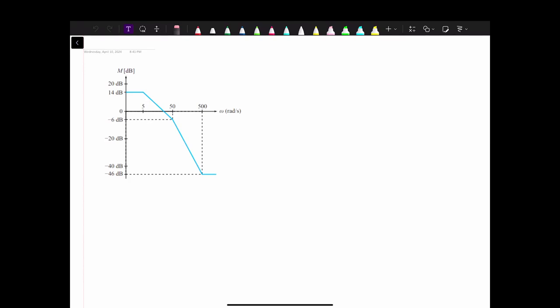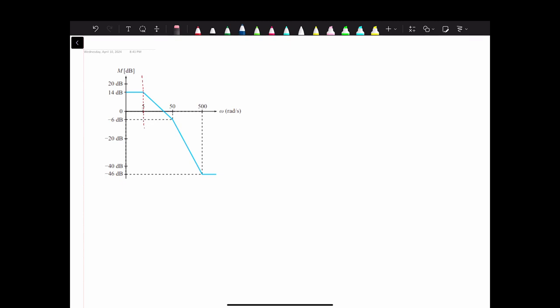We have the magnitude of a Bode plot, and we want to find the transfer function using this Bode plot. Normally we have the transfer function and then we sketch the Bode plot. This time it is the other way around. So we have to see how many parts our Bode plot has. The first part is this constant over here, which looks like a constant k.